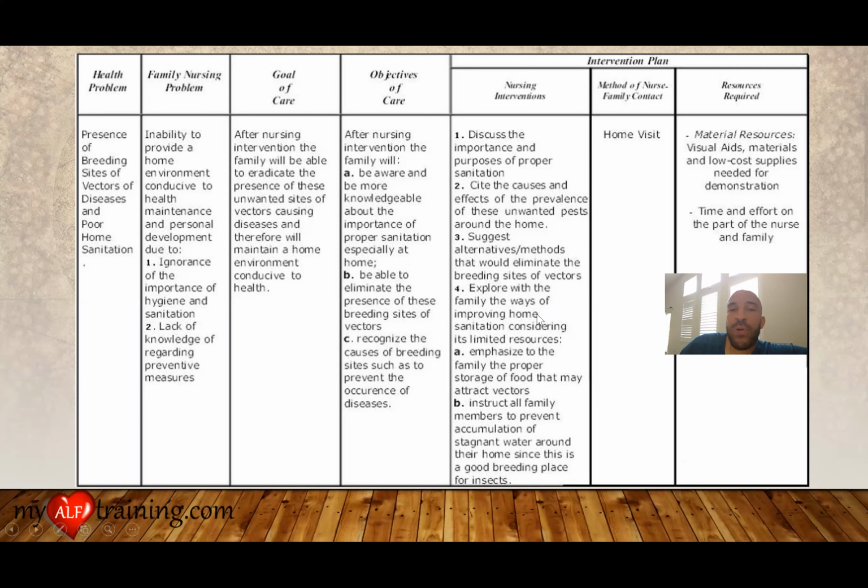Now, how does the nurse propose to reach this goal? Well, he or she proposes to reach this goal by discussing the importance of proper sanitation, so educating the patient, giving them some alternatives and methods to eliminate breeding sites of these vectors, emphasizing to the family proper storage of food, so talking to them about how to store their food, to make changes to the way they live, and instructing all family members specifically about stagnant water. Maybe that was a specific problem of breeding place for insects that the nurse saw and wants to address. So very personalized for this family.